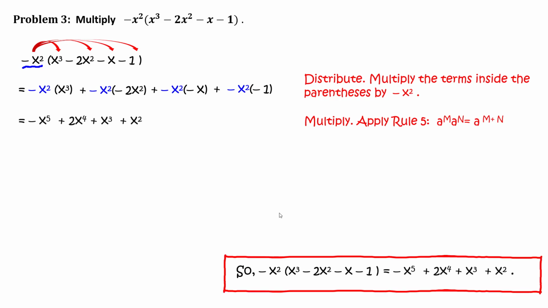And that's it. So negative x squared times quantity x cubed minus 2x squared minus x minus 1 equals negative x to the fifth plus 2x to the fourth plus x cubed plus x squared. So you multiplied a monomial by a polynomial with 4 terms, and this is your answer. Your answer is also a polynomial.